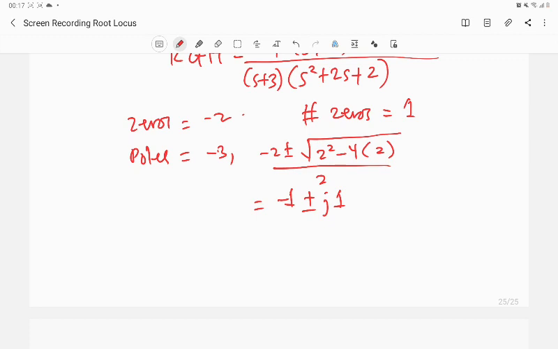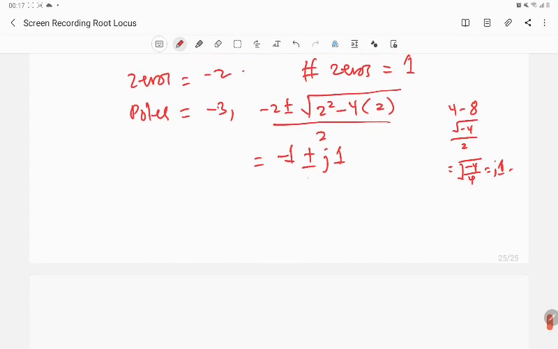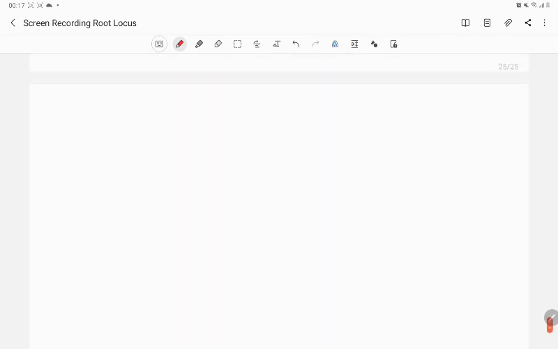This is because what is under the root sign is going to give us 4 minus 8, which is the square root of minus 4 all over 2, which is equal to the square root of minus 4 over 4, and that is j1. So this will give us the roots. So you see that the number of poles equals 3.